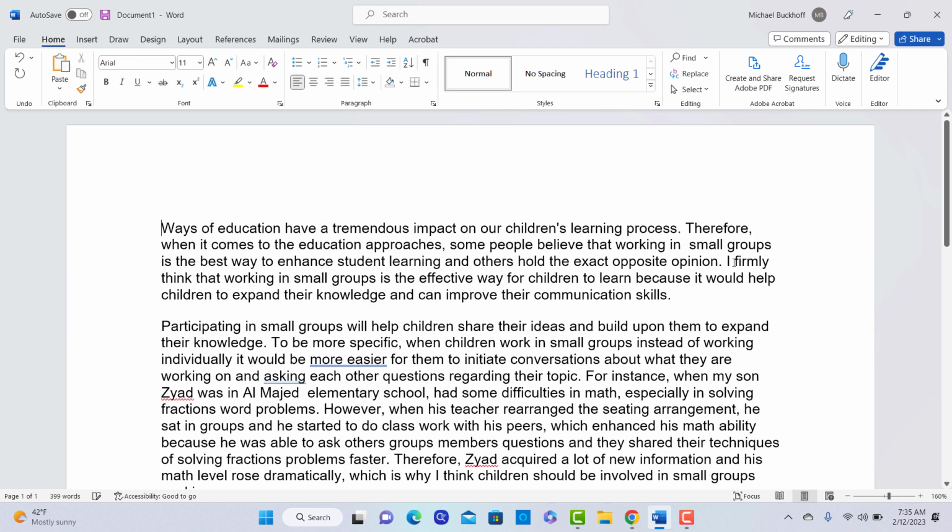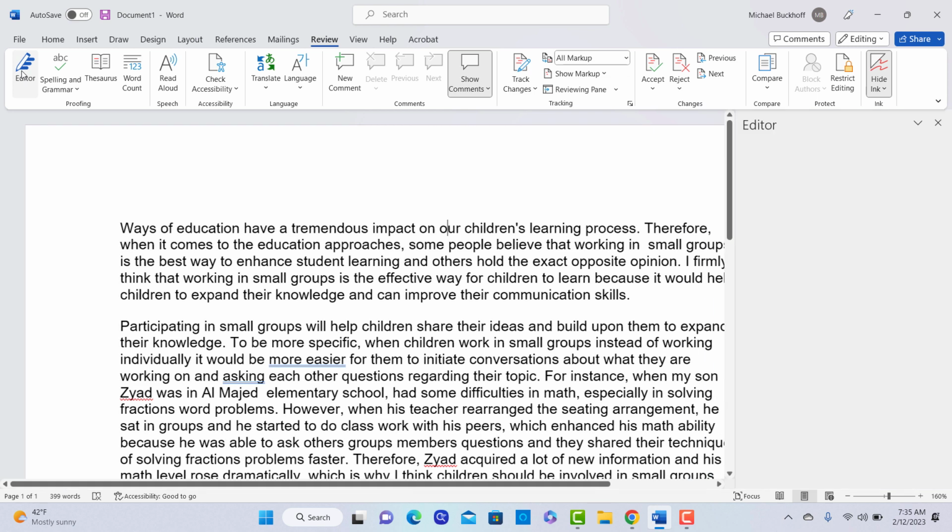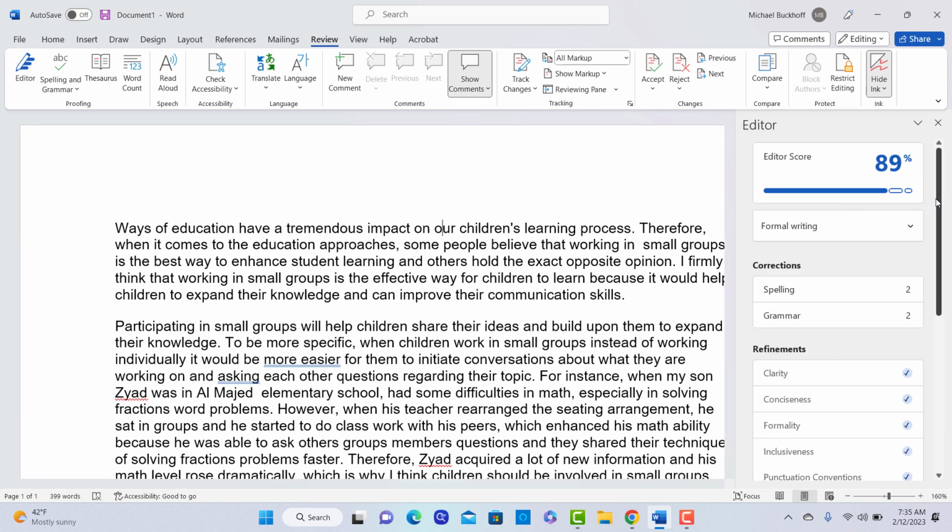Okay, so the first thing, let's take a look at what Microsoft Word thinks about it. I'm going to give you my initial impressions in a minute. So your editor score is 89. That's not bad. A better number would be around 95%. So you can see that there are indeed some grammatical problems in this essay.